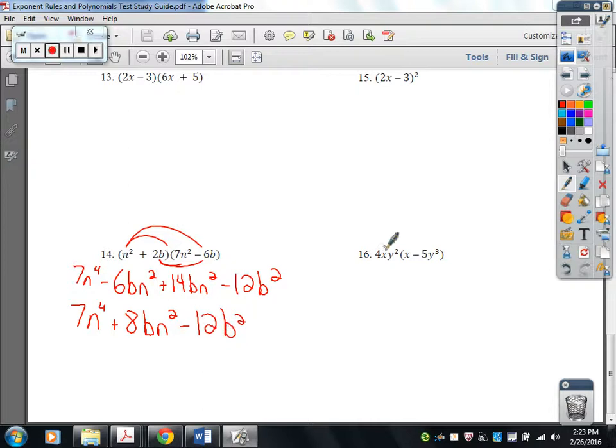Moving on. So I'm just going to distribute 4xy squared to that and that. So 4xy squared times x is 4x squared y squared. 4xy squared times negative 5y cubed is negative 20xy to the fifth. And you cannot combine those because they're not like terms. And that's it.